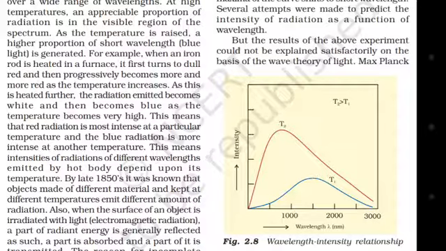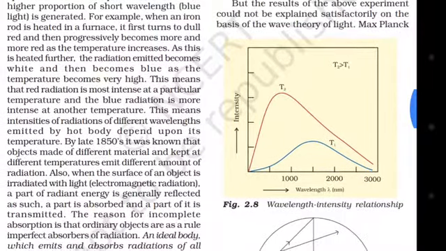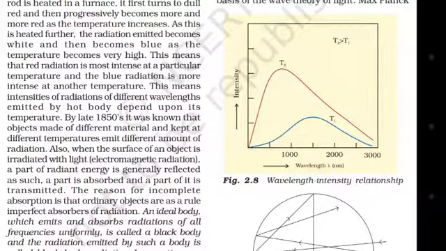This means that red radiation is the most intense at a particular temperature and blue radiation is the most intense at another temperature. This means intensities of radiations of different wavelengths emitted by a hot body depend upon its temperature. By the late 1850s, it was known that objects made of different materials kept at different temperatures emit different amounts of radiation.